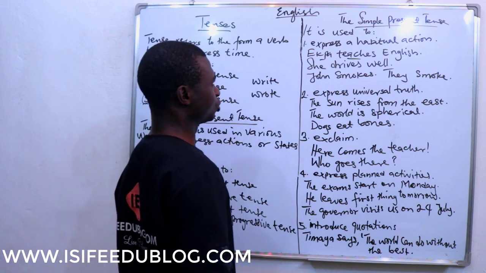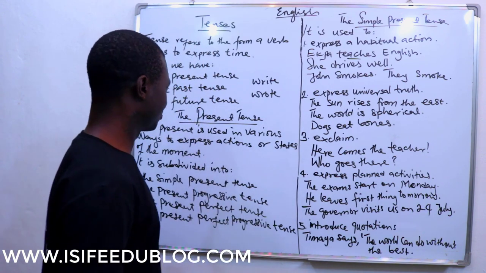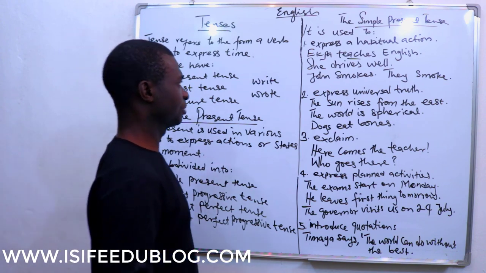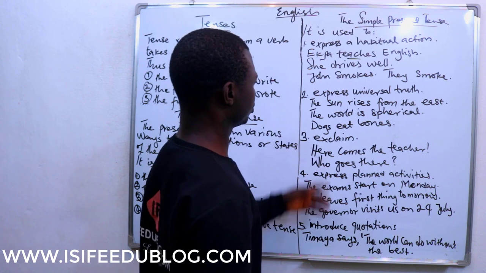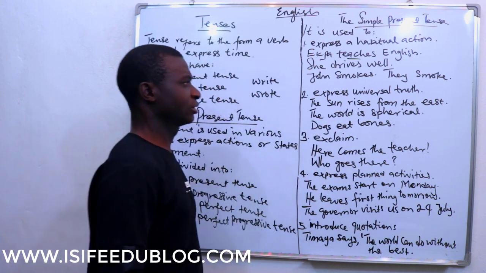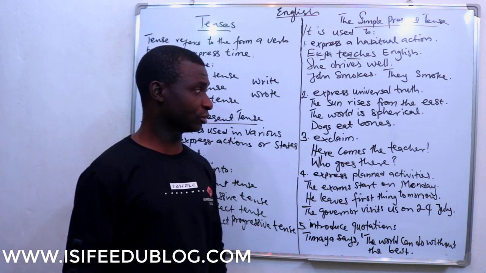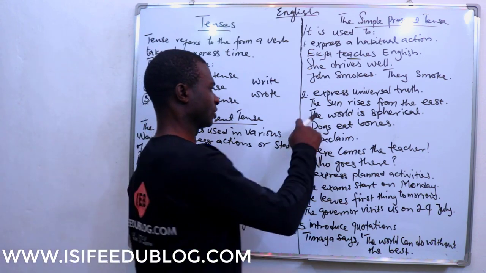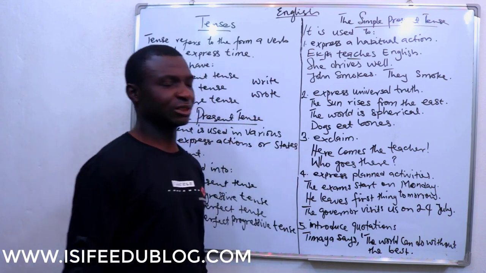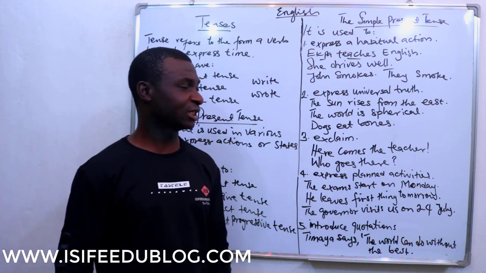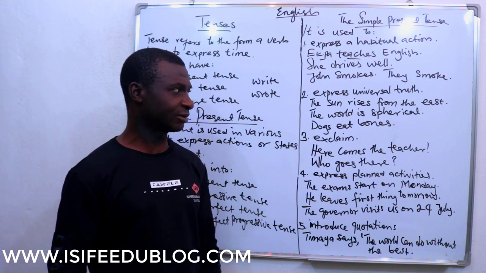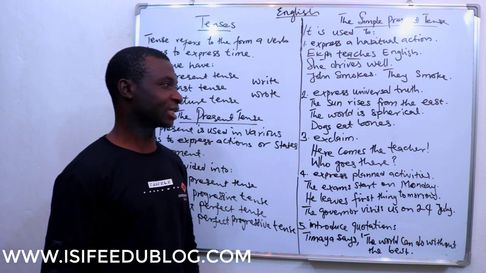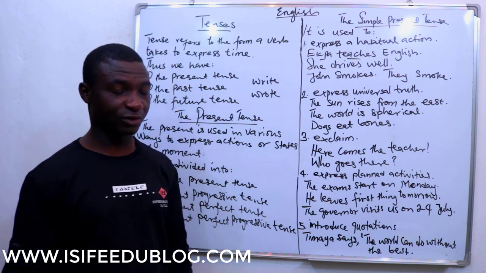Now, the second thing we do with the simple present tense, precisely, is to express universal truth. What do we mean by universal truth? Now, the sun rises from the east. Wherever you are in any part of the world, the eastern side of your world is where the sun rises. So this is a universal truth.